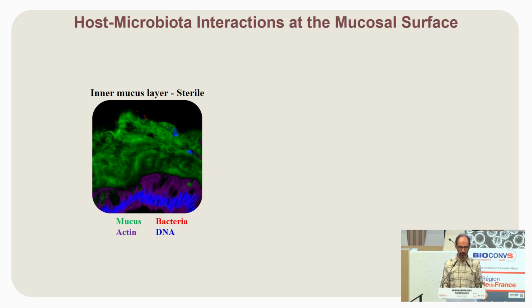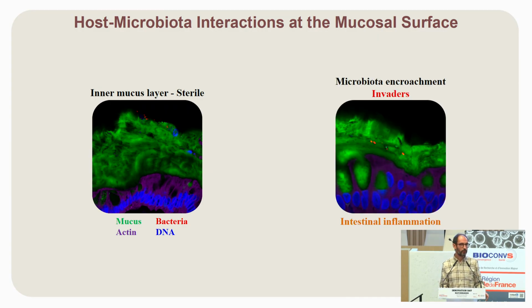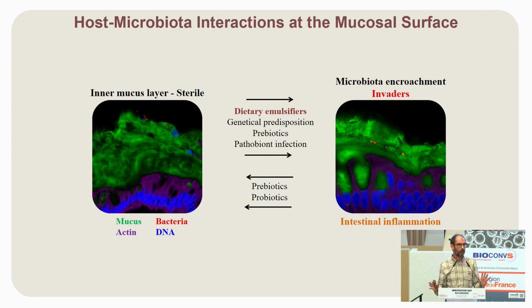But what we are interested in, in the lab, is trying to understand how we can switch to a disease-associated condition, which is presented here on the right picture, where you have now these bacteria able to penetrate and colonize the inner mucus layer. You have full colonization of this mucus layer, and the bacteria getting in close contact with the epithelium. And we know that such microbiota encroachment within the mucus layer is always associated with chronic intestinal inflammation and disease condition. So we are working on multiple models in the lab.